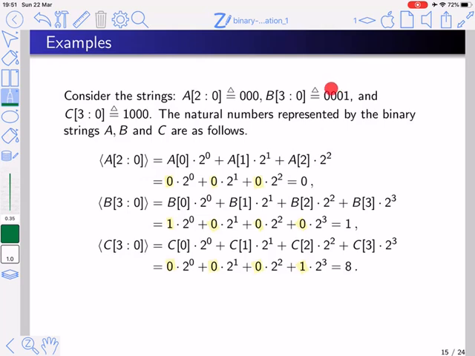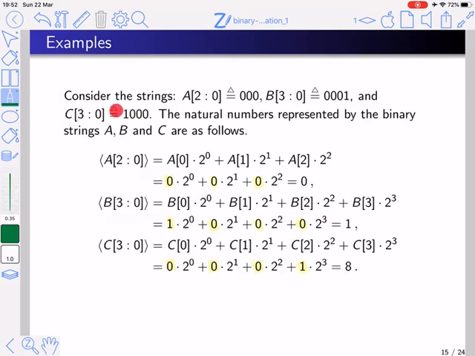Let's look at B. B from 3 to 0 is 0, 0, 0, 1. This means that the 1 corresponds to b_0 and all the rest of the bits of B are zeros. So the number that is represented by B in binary representation is this power series. We replace b_0 by 1 because b_0 is 1 and all the other bits of B are zeros. We add this power series, we get 1.